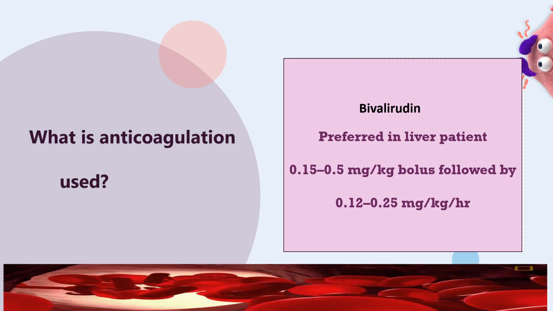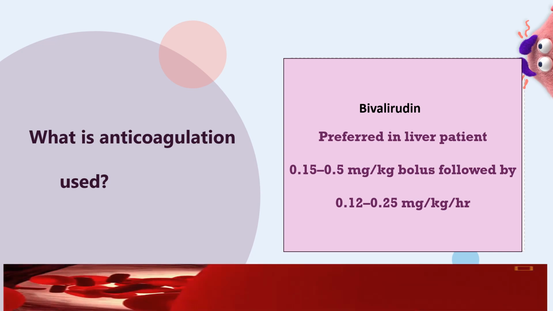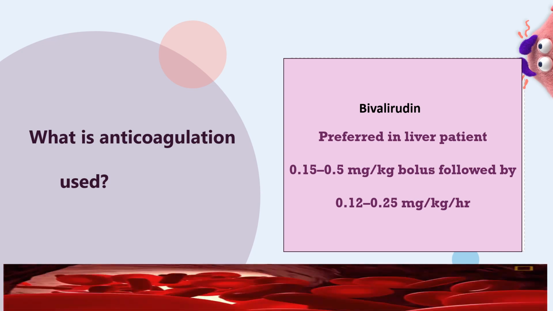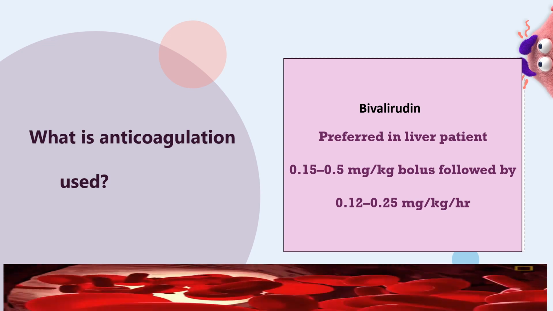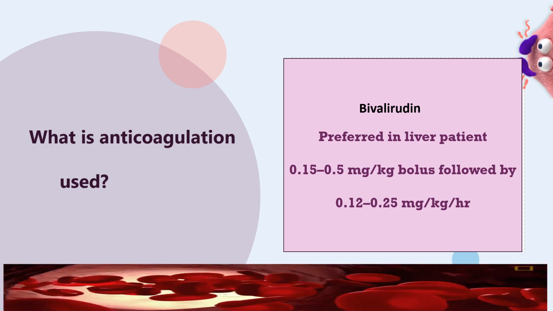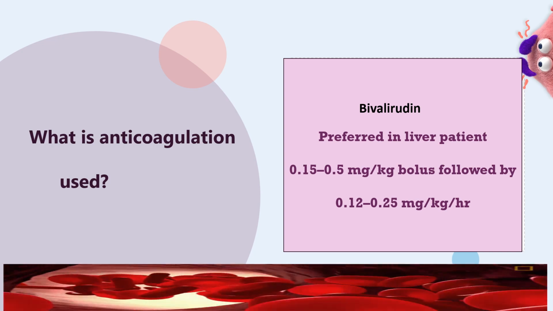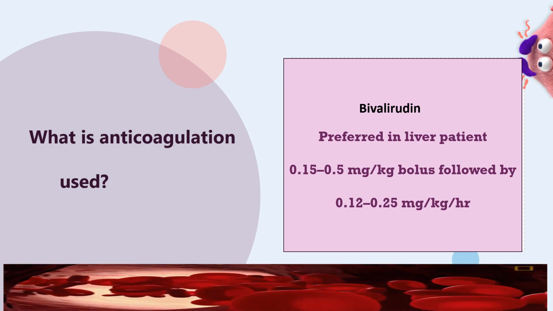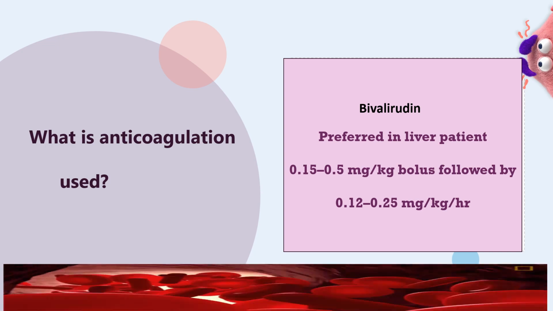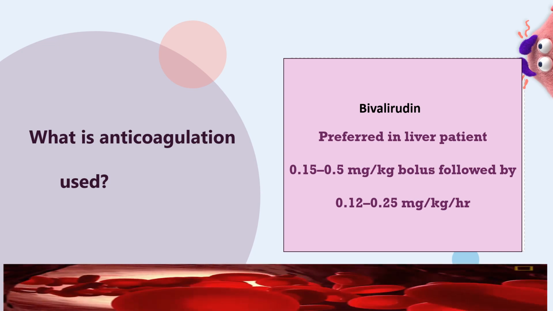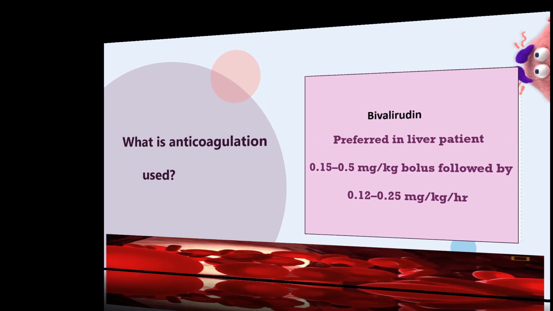Similar to argatroban is bivalirudin, which is preferred in liver patients. The bolus dose is 0.15 to 0.5 milligram per kg, followed by 0.12 to 0.25 milligram per kg per hour. Still there is not much work about it, and more clinical trials are needed to prove its efficacy.